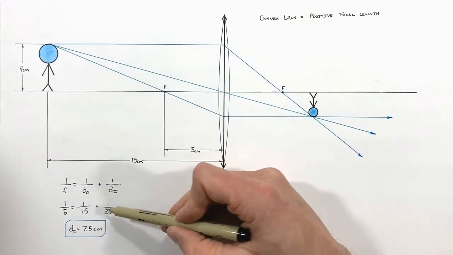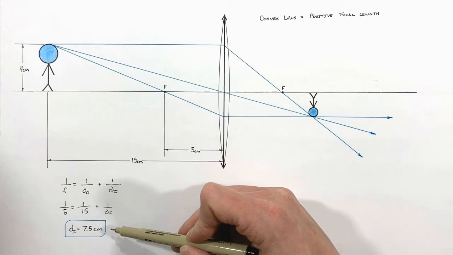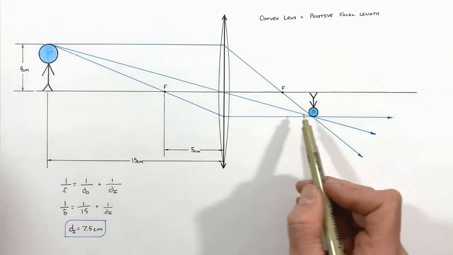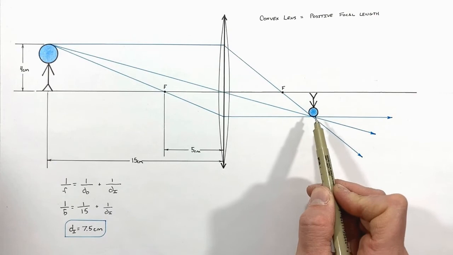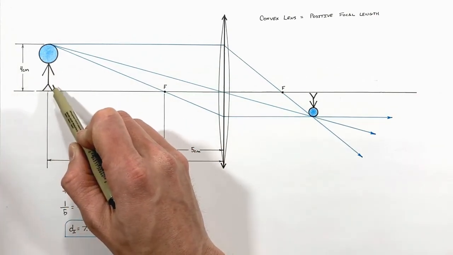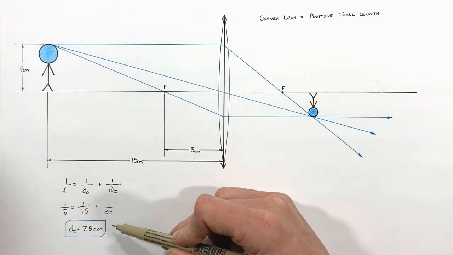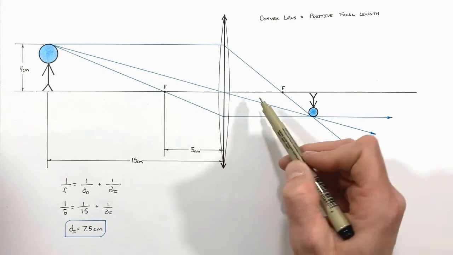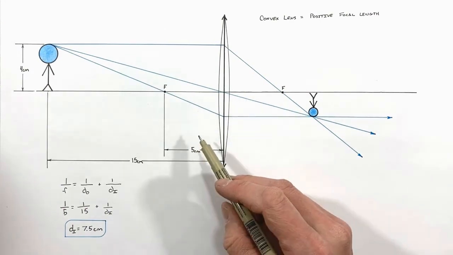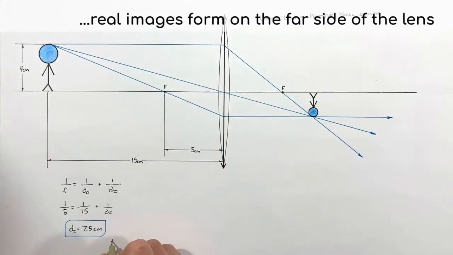And because the focal length is positive, you'll notice that gave us a positive image distance. Now that might seem strange since the image is on the opposite side of the lens from the object, which we said had a positive position. But when dealing with a lens, a positive value here is not telling us which side of the lens the image is on. It's simply telling us that the image is in fact a real image.